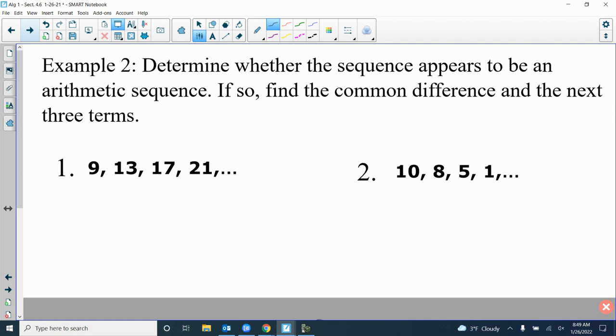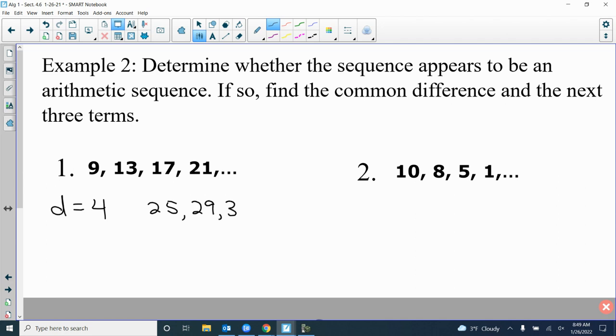All right, let's look at that first one. Alex, what do you think? Is it arithmetic? Yeah. Okay, now what is it going up by? 4. That is your common difference, so you would say D equals 4. Now we need to list the next 3 terms. It's just going to go up. Add 4: 25, then 29, then 34.